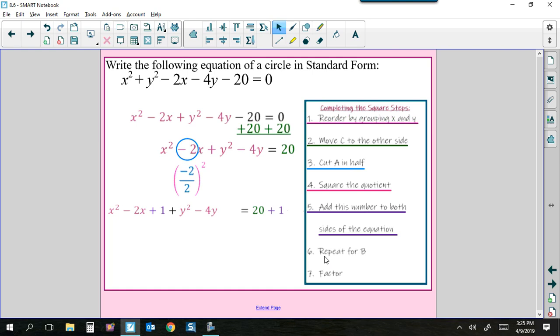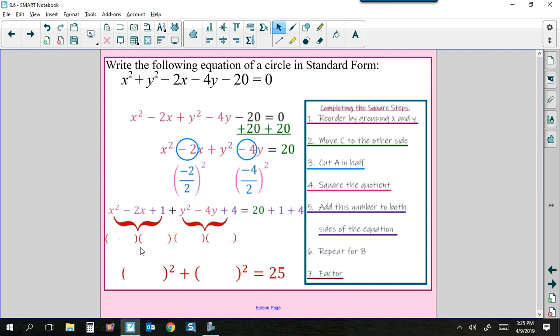Then you're going to go through and repeat for b. Well, b is that negative 4. So negative 4 divided by 2 is negative 2. Negative 2 times negative 2 is going to give you a positive 4. So that's what you're going to add to both sides of the equation. And you can take your negative 2 and go ahead and substitute it into the parentheses down below, because then you'll have y minus 2.